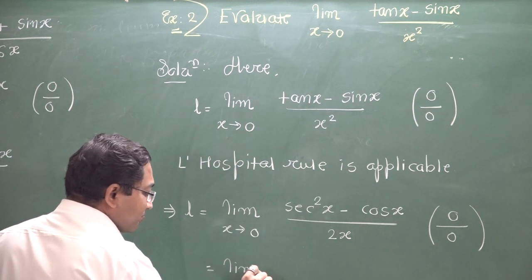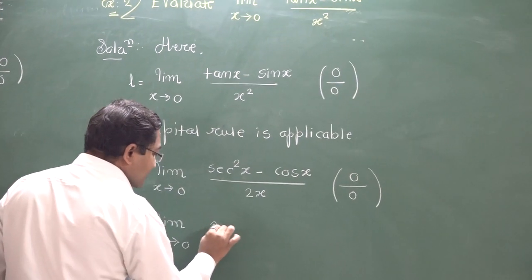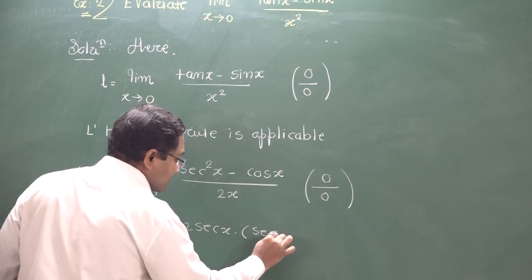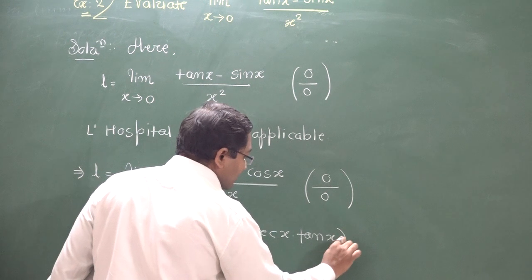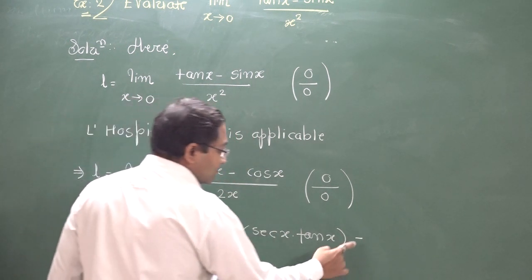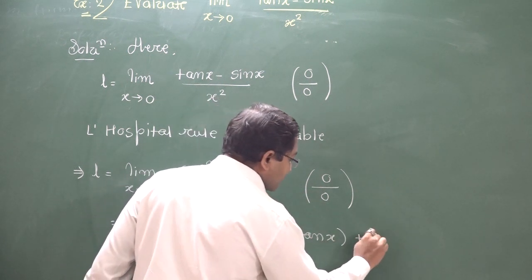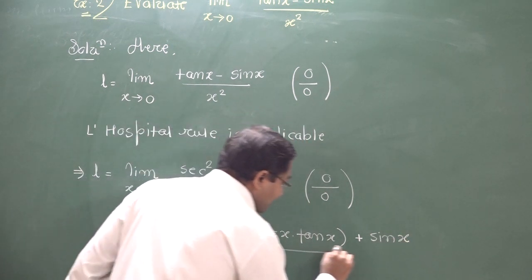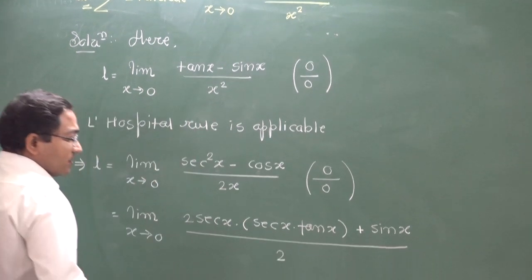So limit x tends to 0, differentiation of sec square x is nothing but 2 sec x into sec x tan x. Minus differentiation of cos x, which is minus sin x. So minus minus will be plus, so that is sin x, upon differentiation of 2x, which is nothing but 2.